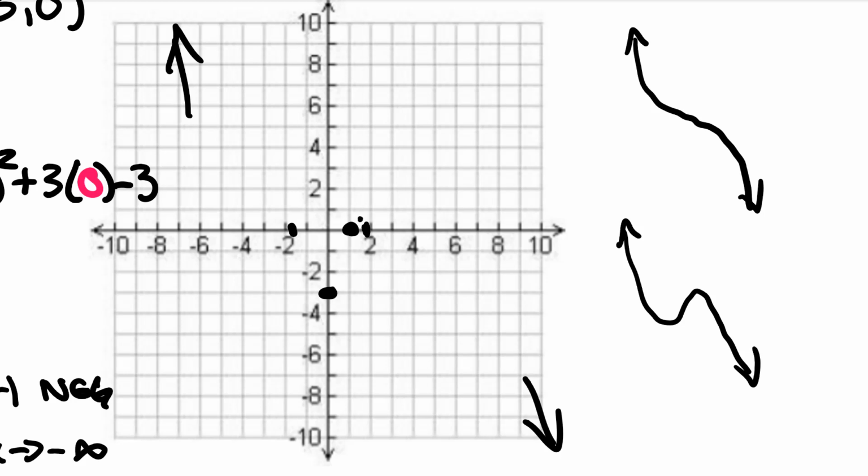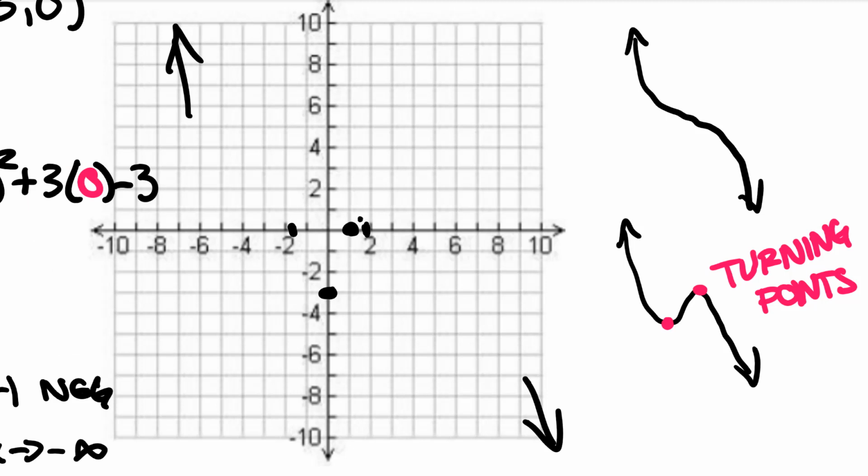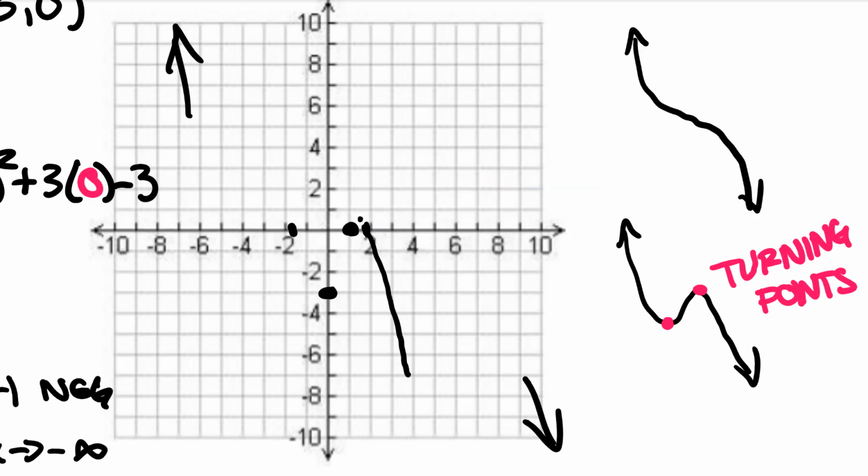It could never have more than 2 waves, or what are technically called turning points, because the degree is 3. So if the degree is 3, it cannot have more than 2 turning points. If the degree was 4, it could not have more than 3 turning points. The maximum amount of turning points is 1 less than the degree of the polynomial. And this is just a sketch, so it's not going to be perfect. This x-intercept, I'm going to approach negative infinity forever and ever.